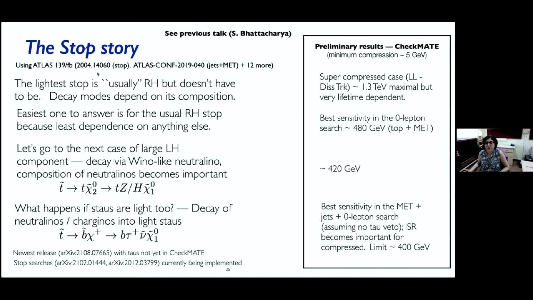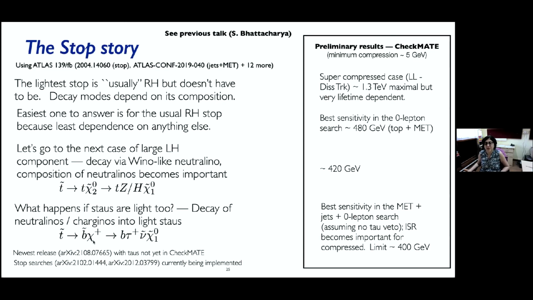Your lightest stop is usually assumed to be right-handed. It doesn't always have to be. You can have other compositions and therefore other decay modes. So we tried that as well, and you still get a sensitivity of the order of 400 GeV.